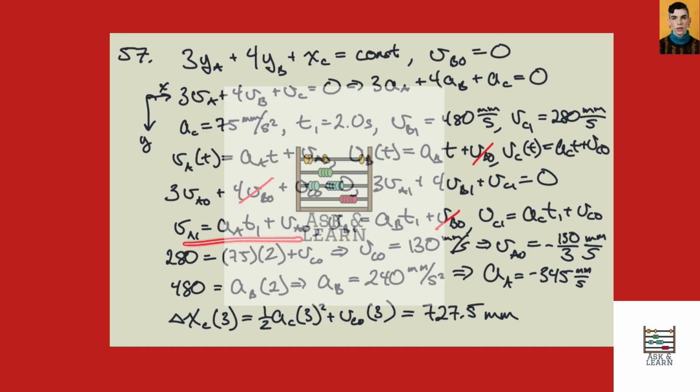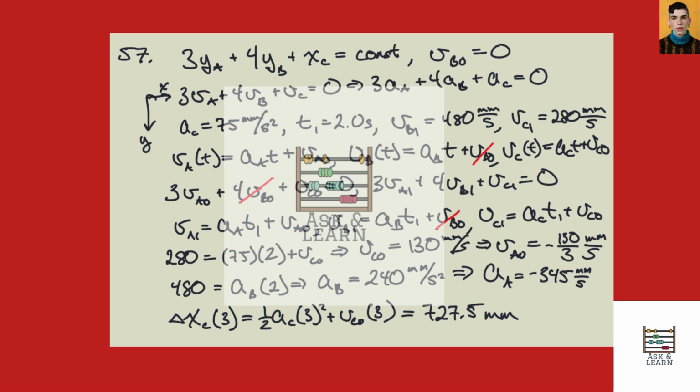Now from this equation, we know VC1, we know AC, and we know T1, so that gives us all these. And that tells us that VC naught must have been 130 millimeters per second. And so then we can go back up here, because we know VB naught is 0. We can get VA naught is minus 130 divided by 3 millimeters per second.